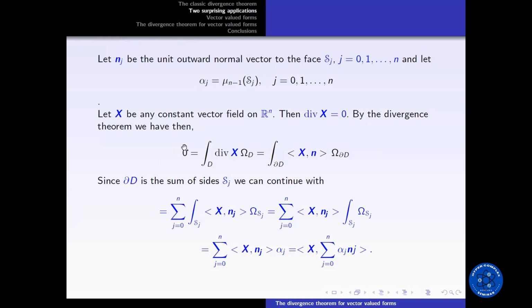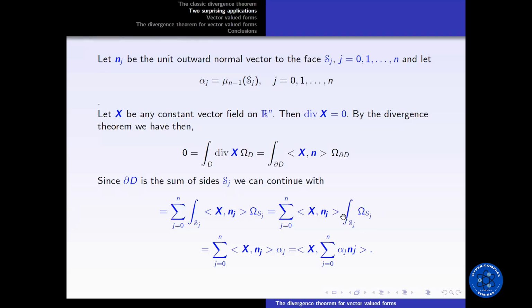If this is 0, it means that 0 is the integral over D, where D is the simplex, of the divergence. But this is the integral over the boundary, by the divergence theorem, of the scalar product of x and n, where n is the outer unit normal vector to the boundary. But the boundary in our case, in the case of a simplex, is a sum of sides. So this integral will be just a sum of integrals, each over a single side. But this is a constant field on this side, and a constant can be put in front of the integral, so we get this one.